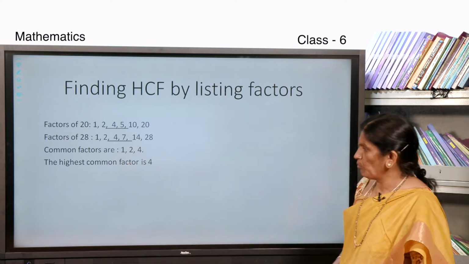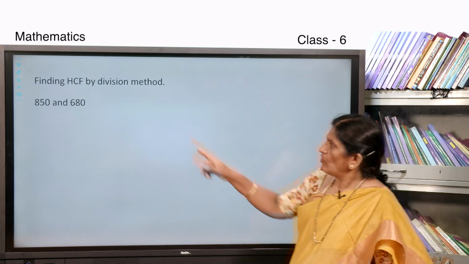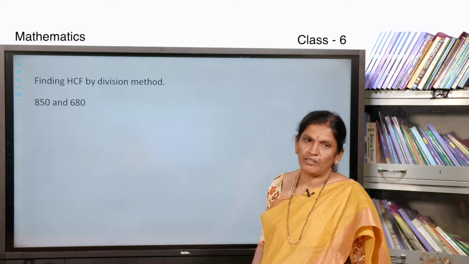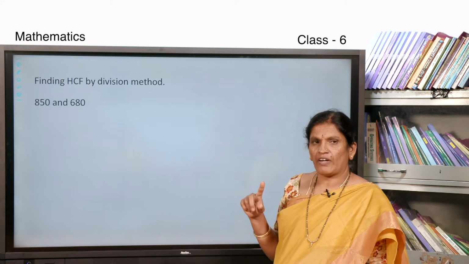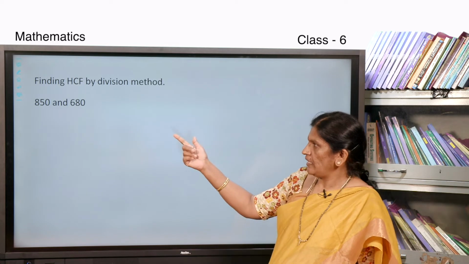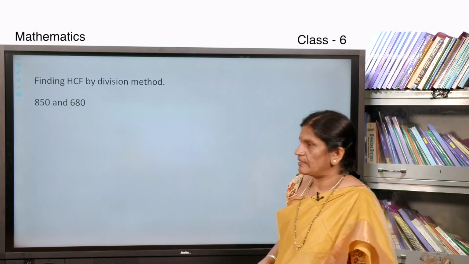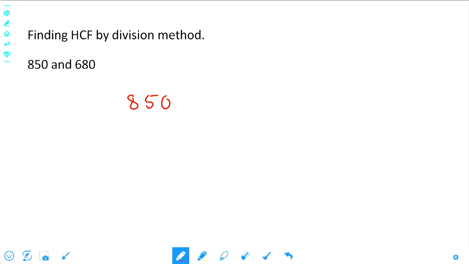And next one more method children, see, finding HCF by division method. This one I have showed in the activity. There we have taken small numbers, here I have taken little bigger numbers. Let me try for this. 850, 680. This is the division method, finding HCF by division method.